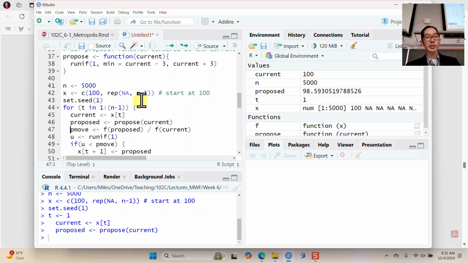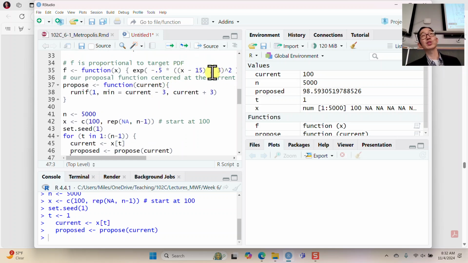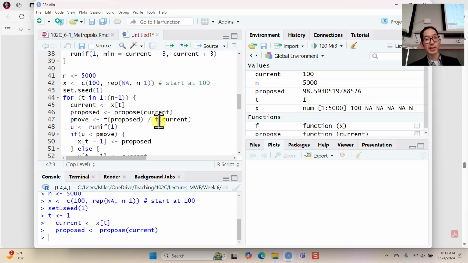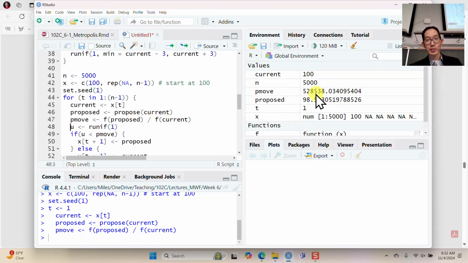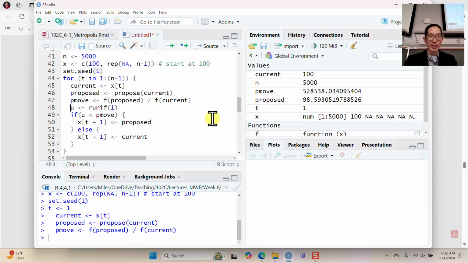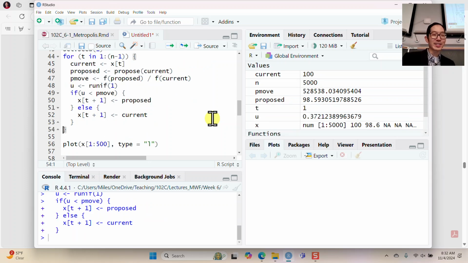We're going to calculate f at the proposed location divided by f at the current location. Because 98.5 is closer to 15, the mean, and remember f is x minus 15 squared, this p move is going to be greater than 1. P move is ridiculously big, 528,000. Should I move there? Yes, definitely you should move there. So we accept the proposed location of basically 98.6 as my next value in x.